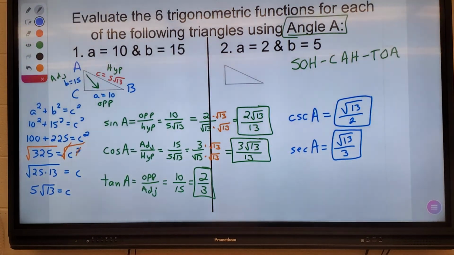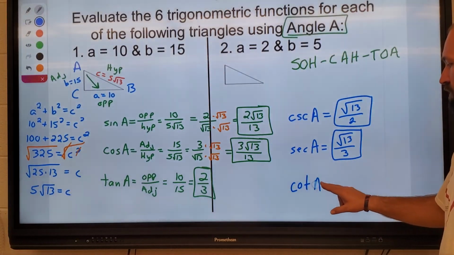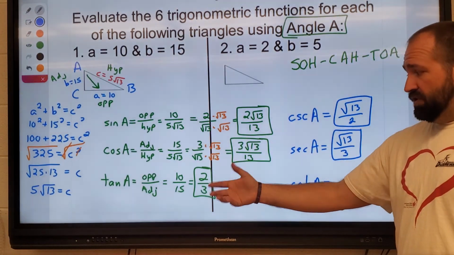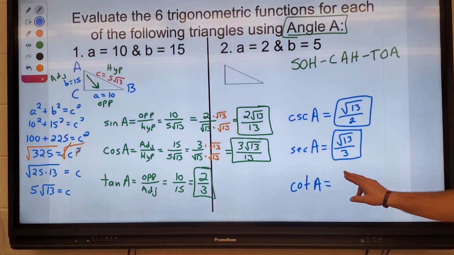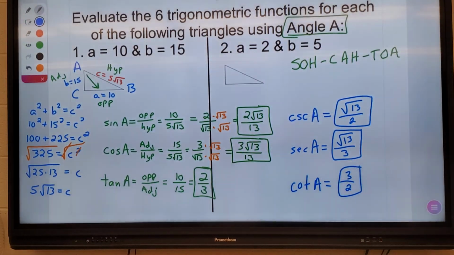Cotangent of A, or the reciprocal of tangent, I take the answer here because I don't have any square roots left, and I flip it, I get 3/2. Done. Okay, can you write that as a mixed number if you want? Yes, but I don't really care too much for mixed numbers. Improper fractions reduced would be the best for me. Okay, but as long as it's equivalent, I would take it.